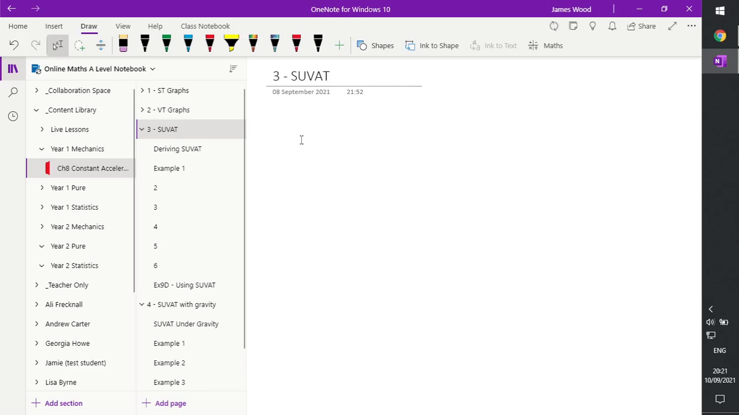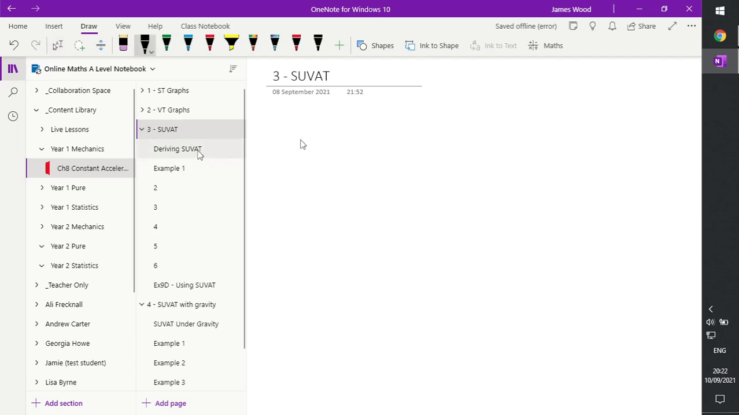In this lesson, we're going to have a look at something called the SUVAT formulae, S-U-V-A-T. It's obviously not a real word, it is an initialism for some of the variables we've encountered already. So the S is obviously displacement, the U is the initial velocity, V is the final velocity, A is acceleration, and T is time. Okay.